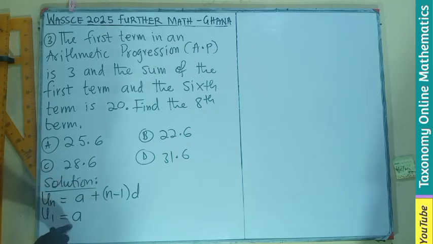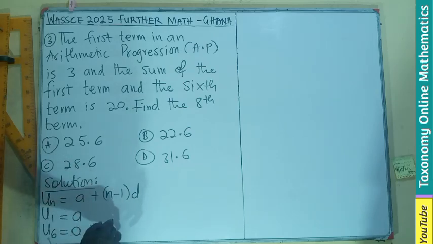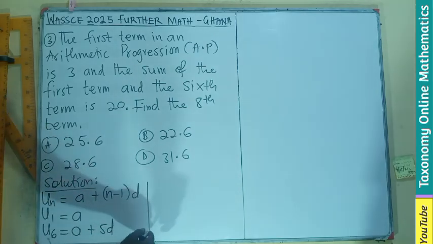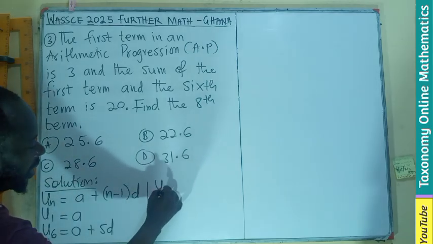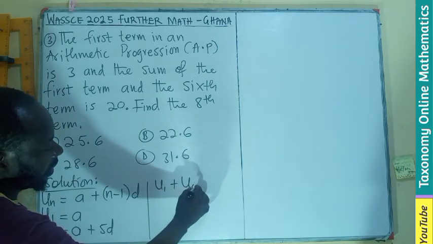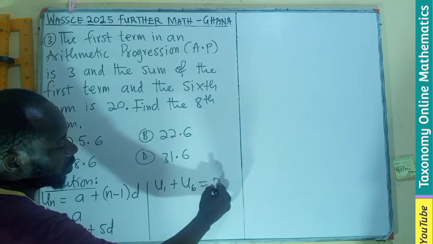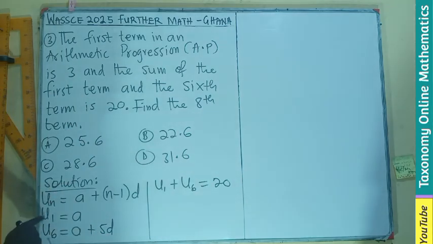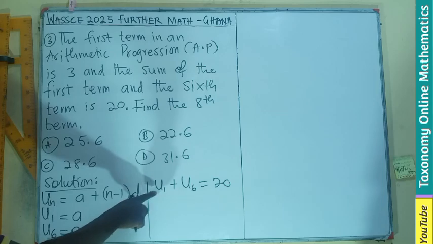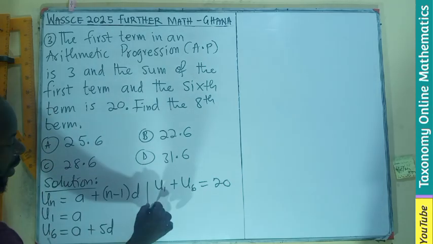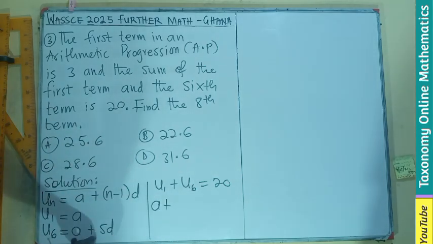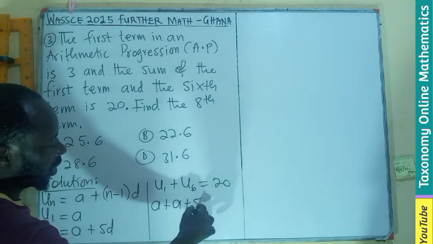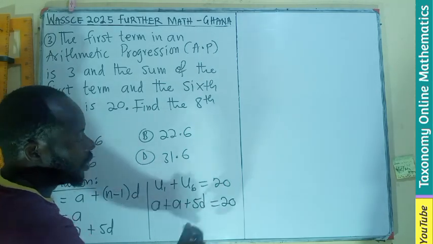Now, the first term also has been given in the question. But we can say that the sixth term will be a plus 6 minus 1, 5 times what? d. This is what we have. Now, we have the sum, which is first term plus what? The sixth term. The sum is given to us as what? 20. So I'm going to ignore, you can see U1, U6. They represent what? a plus 5d. So a plus what? 5d equals 20.